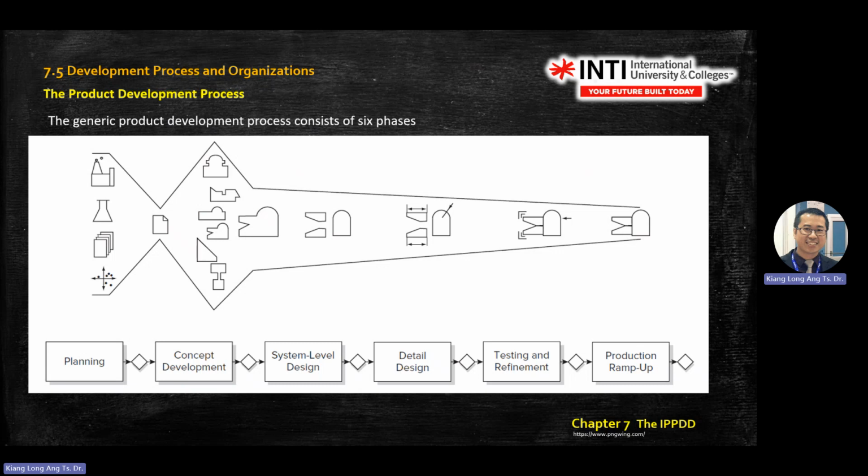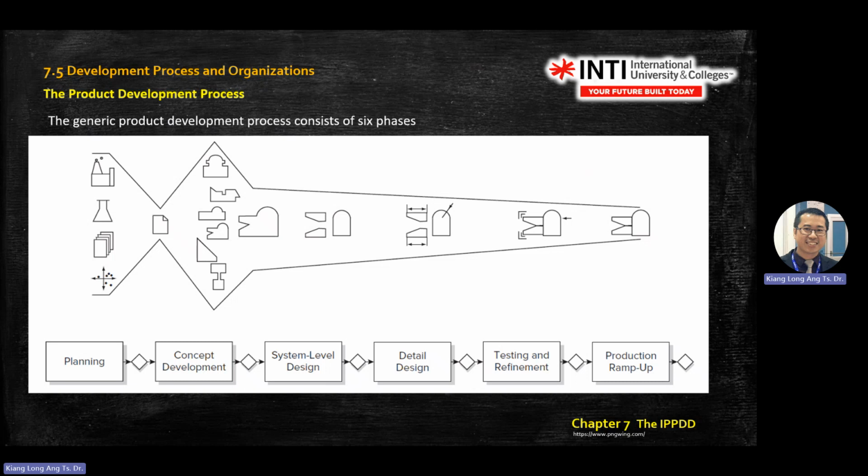So this slide is important. If the question asks you to elaborate the generic product development process, we expect you to draw the flow chart below there. We start from planning. Then this square here is the decision point. Yes, no, success, not success, go where.